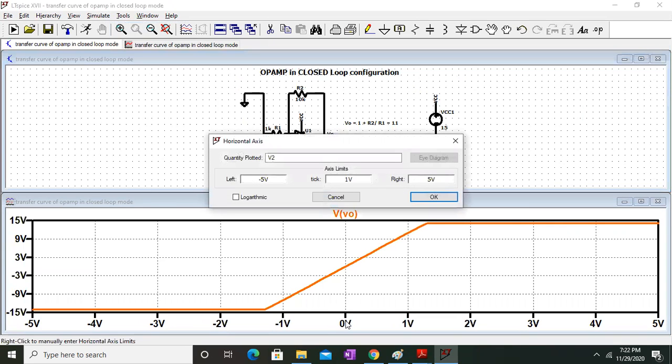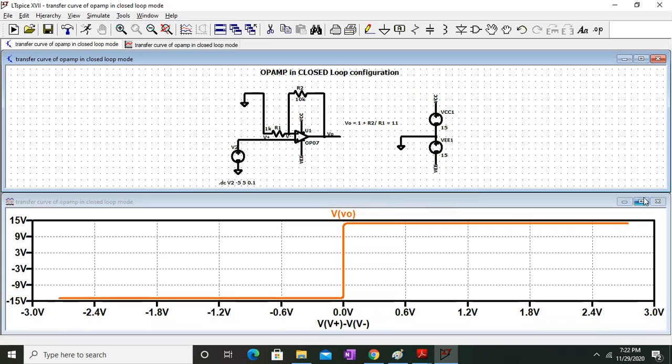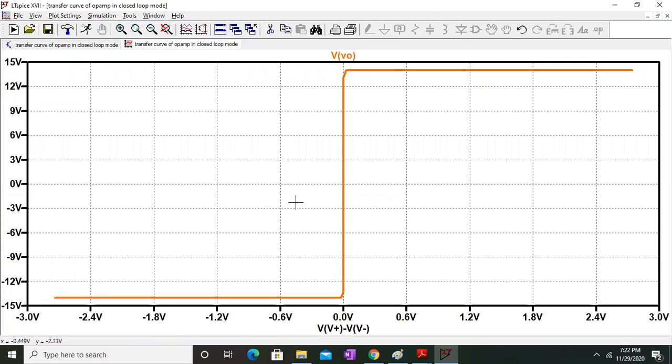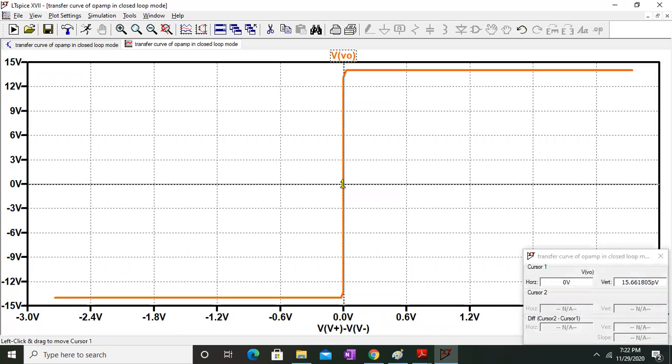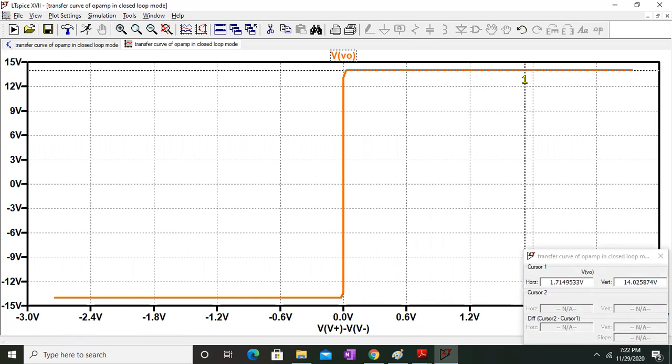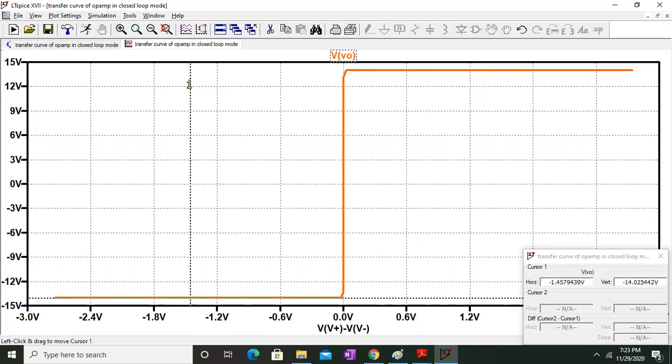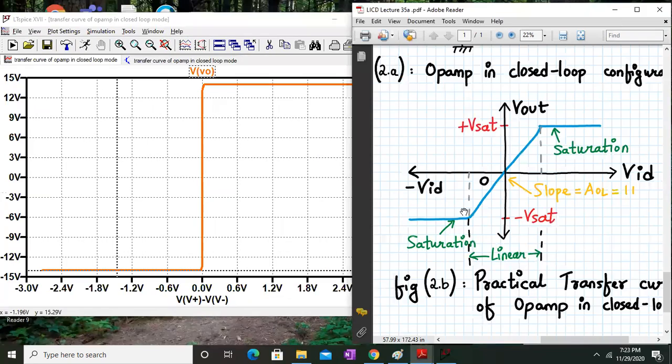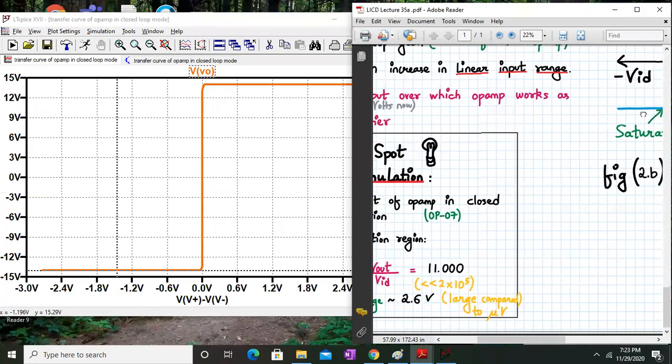On this side, we have to write V of V plus minus V of V minus. So that's the curve which we are getting. Over here, this is my plus VSAT, around 14.02, and this is my minus VSAT, which is around minus 14.02. Now let's check the other parameters over here.